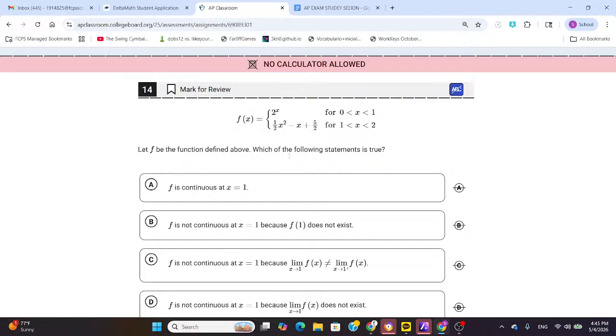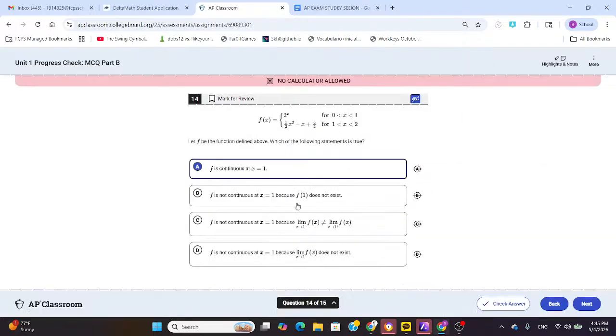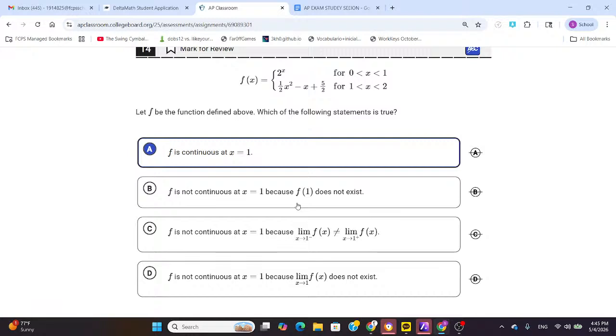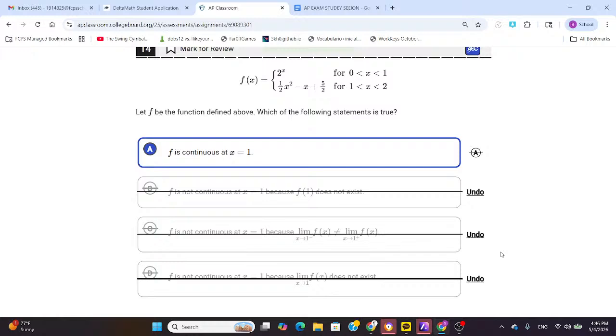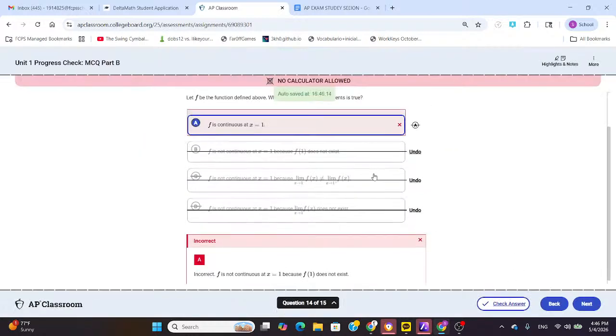So it could be that. That is true. But let's just look at the rest to make sure we are sure about that. F of x is not continuous because f of 1 does not exist. This is not necessarily true. You don't need to have the specific point of f of 1, right? If it's continuous, it means both sides of the limit have to approach. So it's A. Huh?